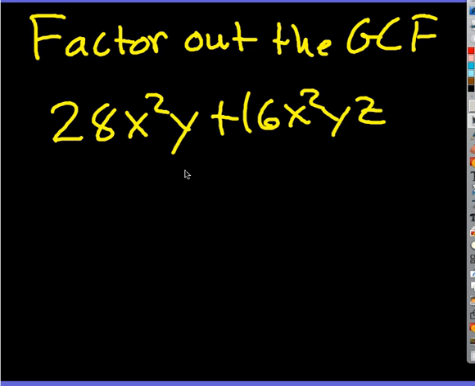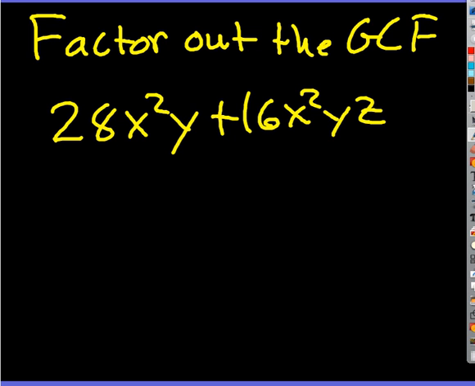This time I'm going to take the same two numbers that I did in the video on finding the GCF. That's 28x squared y and 16x squared y z. Now I have those two numbers being added, and I'm going to factor the GCF out and rewrite the polynomial with the greatest common factor factored out.